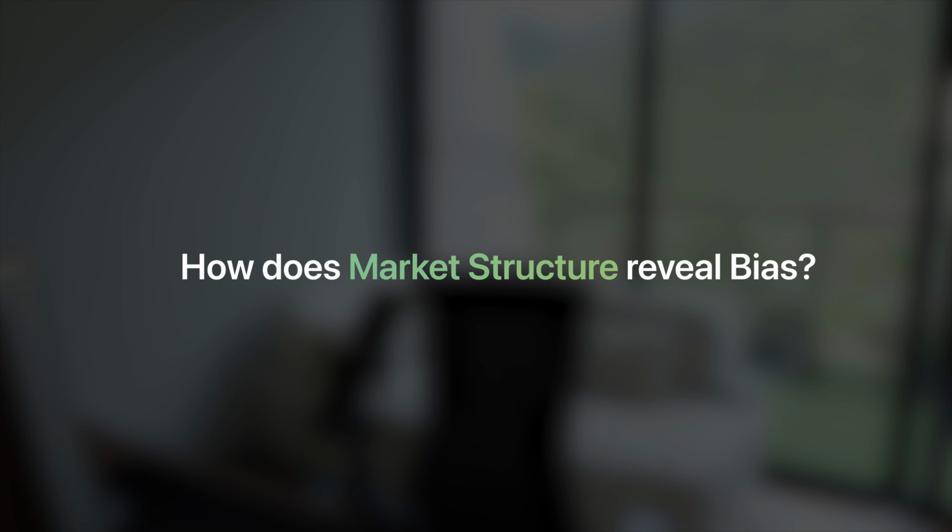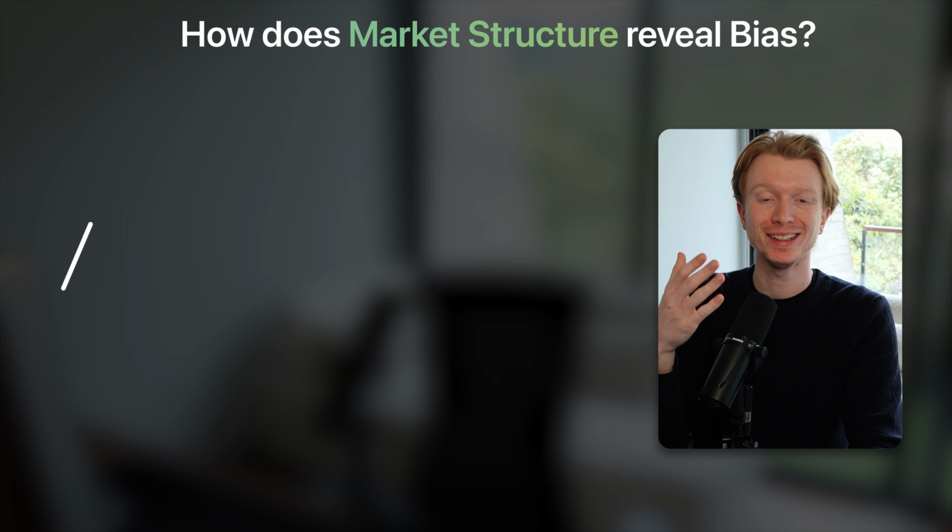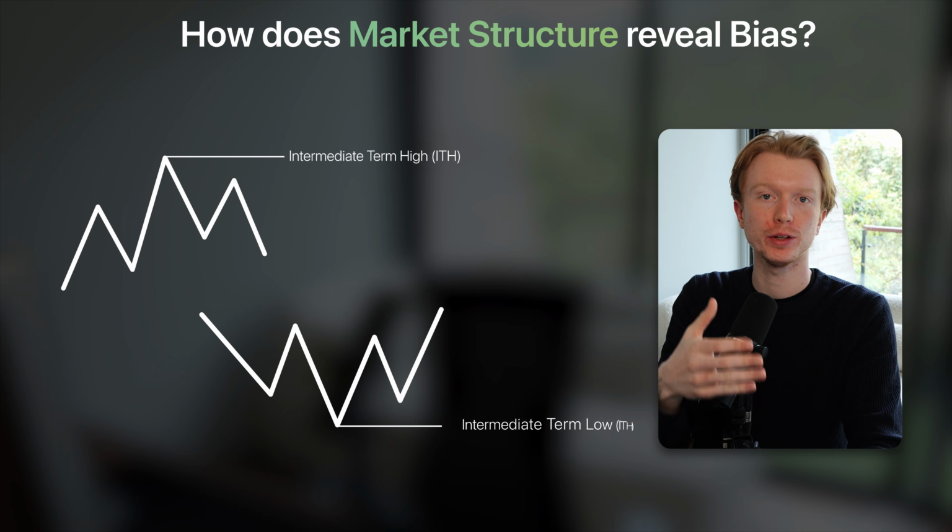Market structure helps us in achieving one of the 2 goals of a top-down analysis: the bias, the direction. Are we going higher or lower? But with market structure, we will struggle with narrative, which we'll get into in piece number 2. First, how does market structure tell us a bias? We're going to be focusing on intermediate term highs and intermediate term lows.